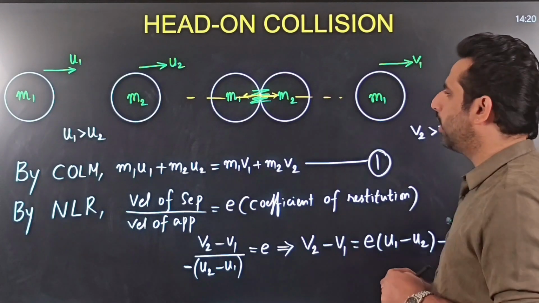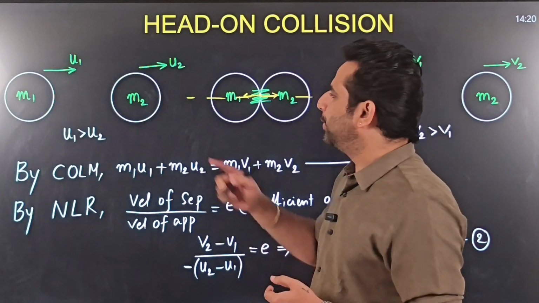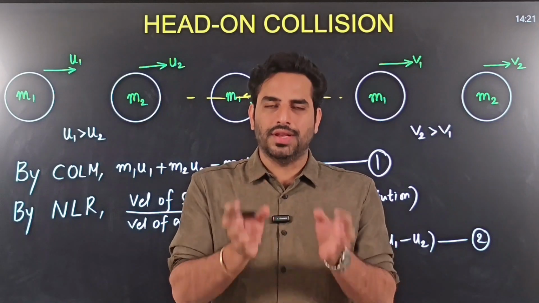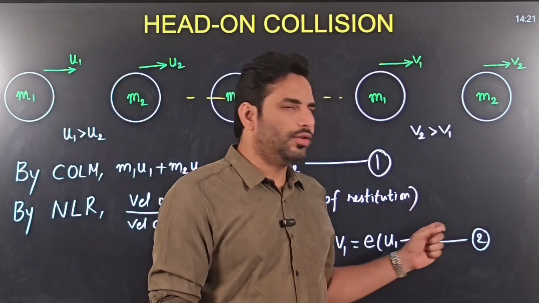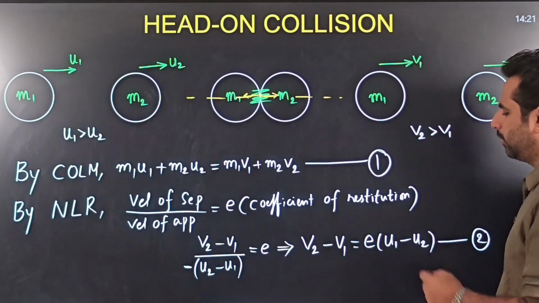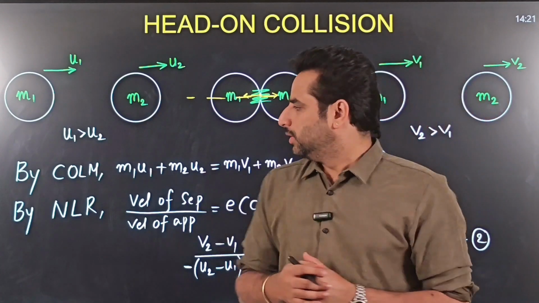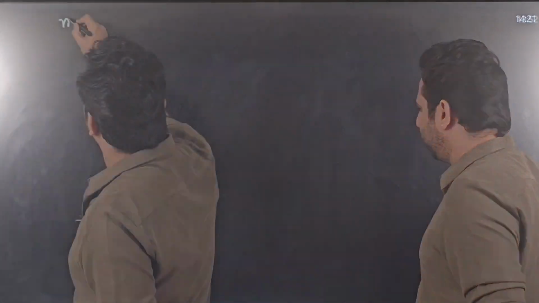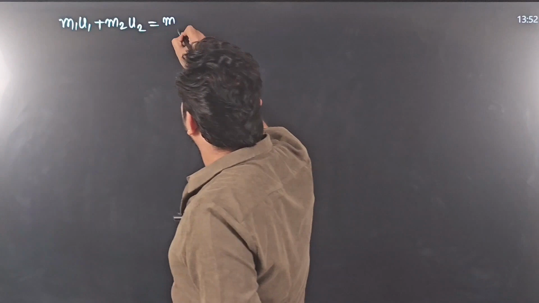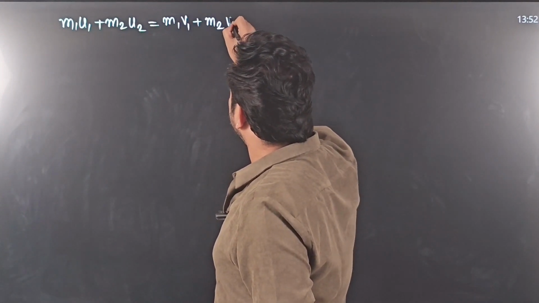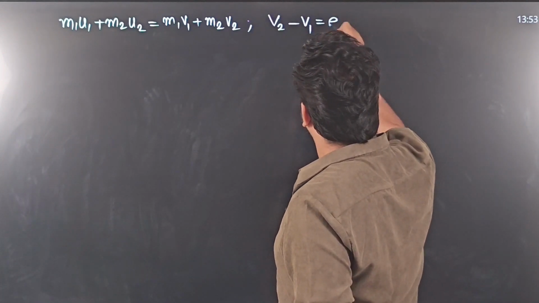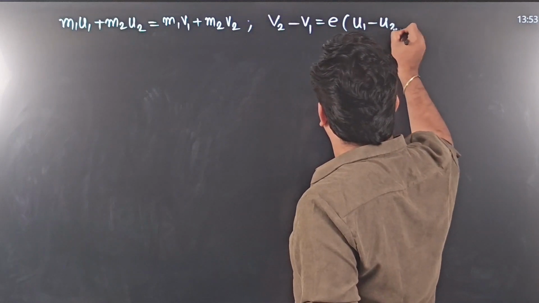This value E depends on the type of materials that m1 and m2 are made of, the elastic properties of m1 and m2. So for a given set of two bodies, there is a fixed value of coefficient of restitution, which is always a number less than 1. The value of E is less than 1. Solving these two equations, we can find v1 and v2. m1 u1 plus m2 u2 is equal to m1 v1 plus m2 v2, and the second equation is v2 minus v1 is E, a constant, times u1 minus u2.